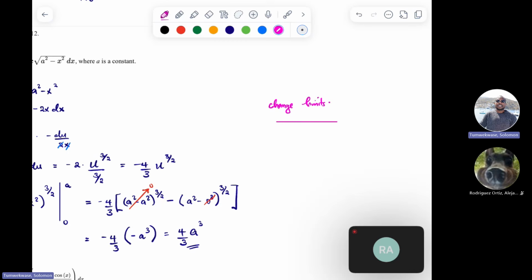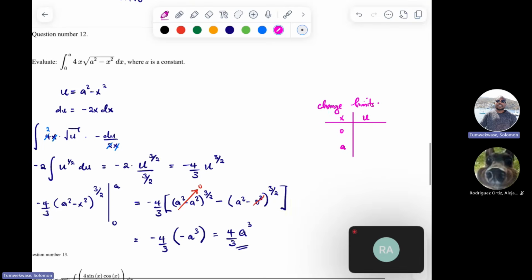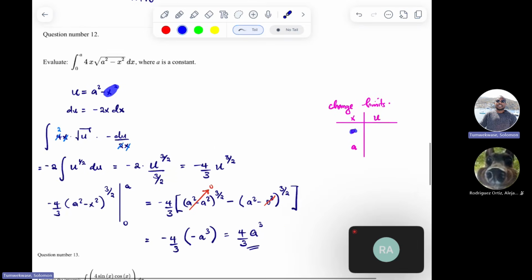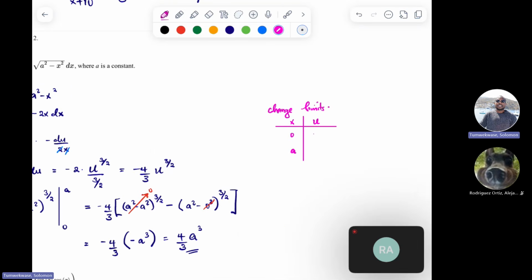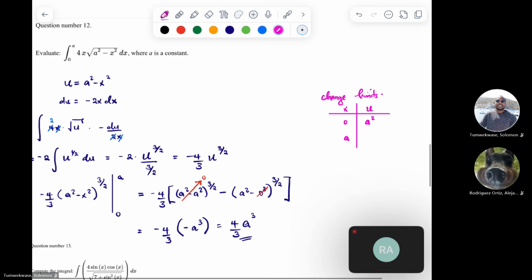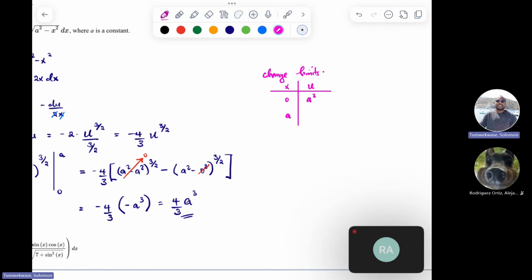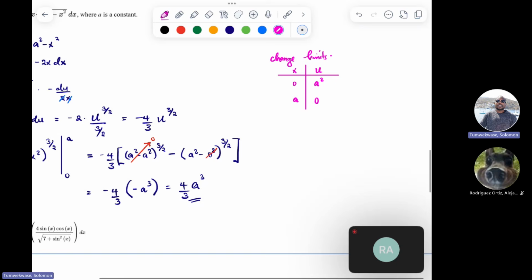So we have limits of x which are 0 and a, and we want to find limits of u. And we use this guy where we change our variable. So when x is 0, substitute 0 where x is, which is here, we get u is equal to a squared. So this is a squared. And then when x is a, substitute a there, you get u is equal to 0.